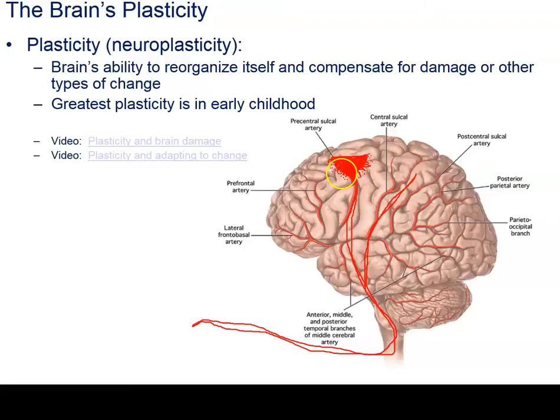So I'm going to show you one video of plasticity related to brain damage, and then there's another one that doesn't involve brain damage, because sometimes just adapting to changes requires our neurons to communicate differently with muscles, and that is also a form of plasticity.